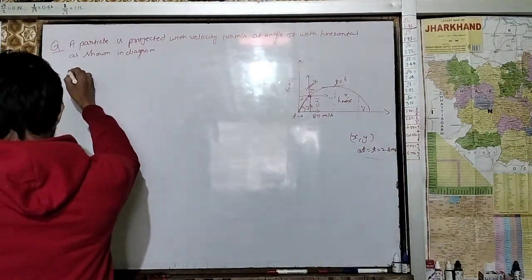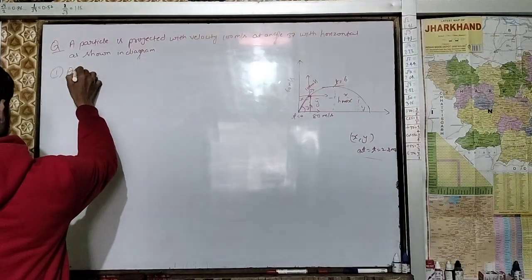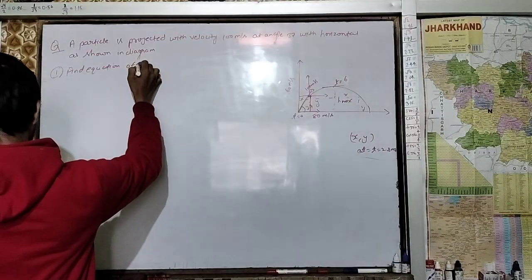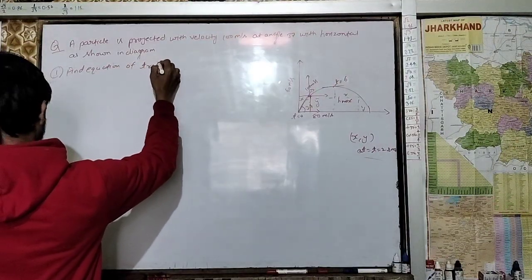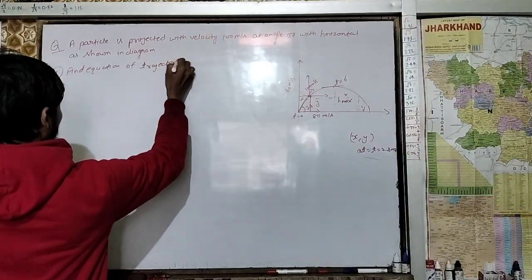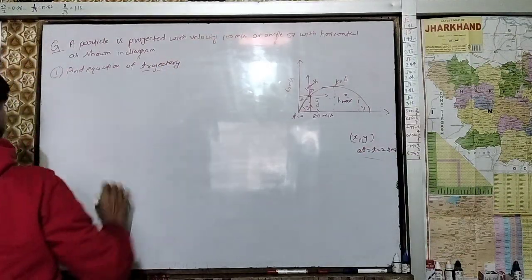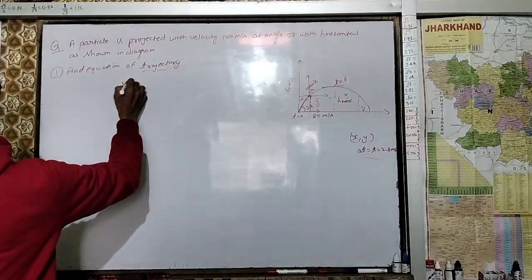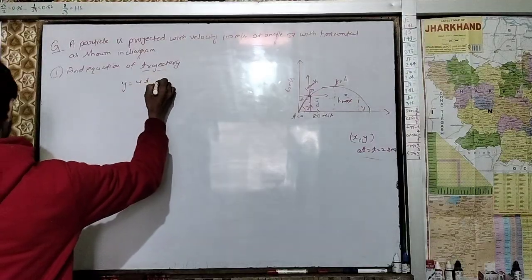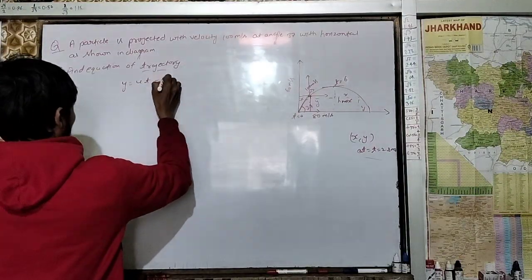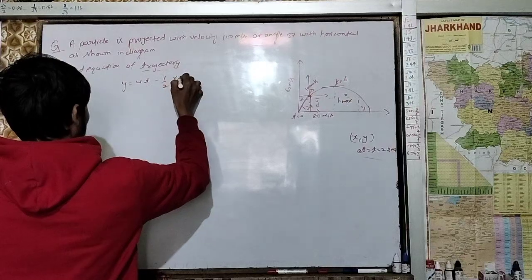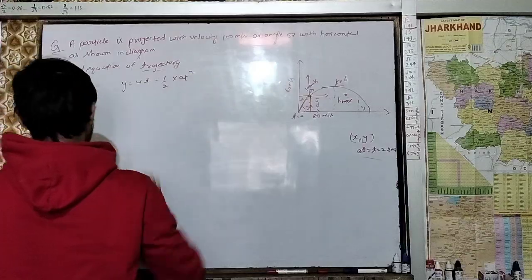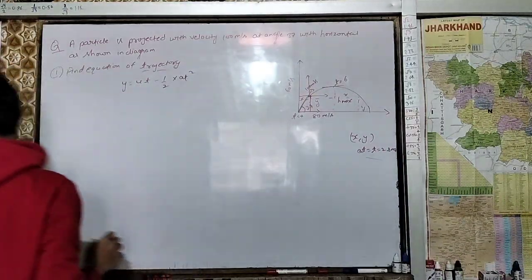So next it is asking: find the equation of trajectory. When it comes to the equation of a trajectory, there is one equation that I want to write over here. y is equal to ut minus half a t square. We have seen this formula.